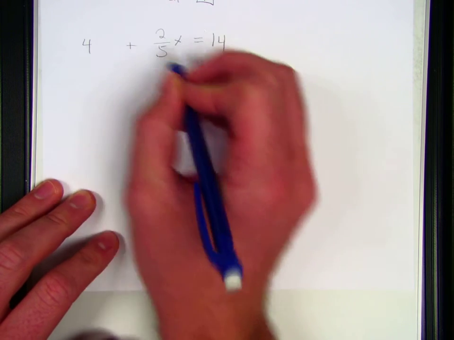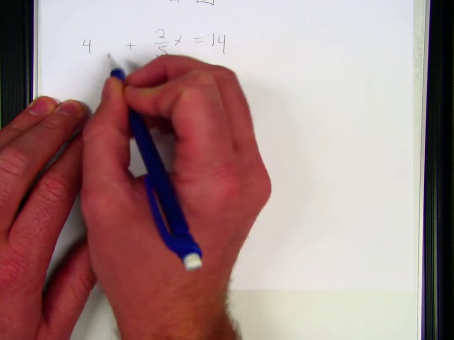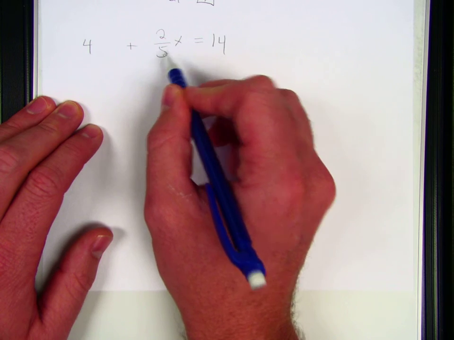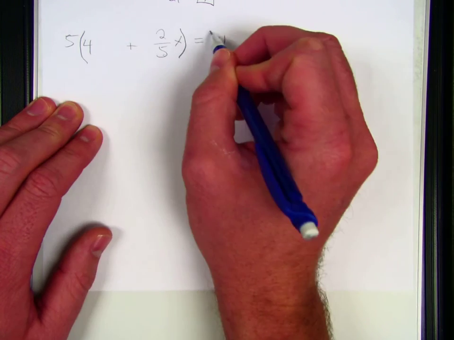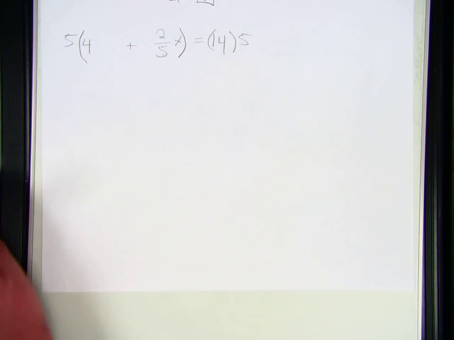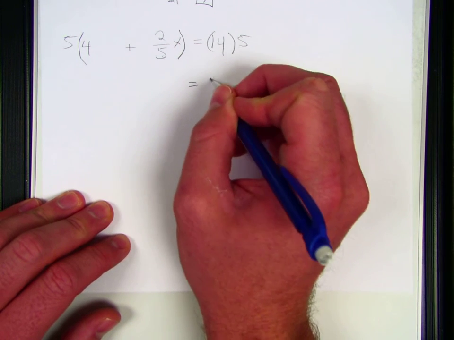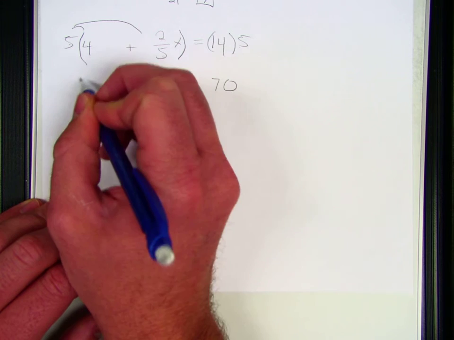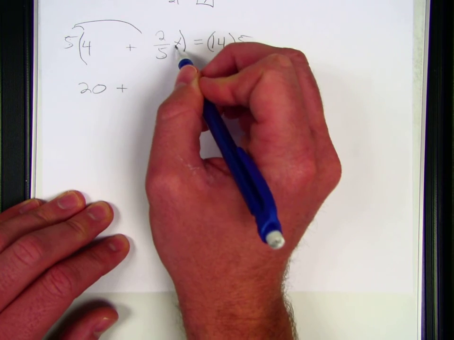Okay, in this example, I see 4 plus 2/5 x equals 14. So I see that my denominator here is 5. If I want to solve by getting rid of those fractions first, I want to multiply both sides of my equation by that denominator of 5. And I can do anything to one side as long as I also do it to the other. So on the right side of my equation, 5 times 14 gives me 70. And over here, 5 times 4 is 20, plus 5 times 2/5 x.